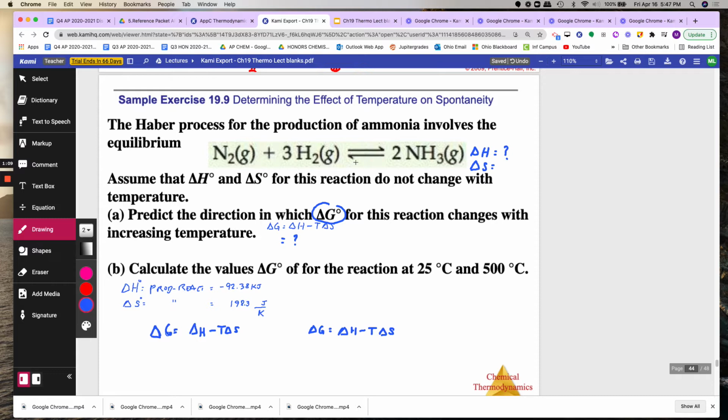Okay, so they're all gases. So you count the moles of gas. So you have 4 moles of gas on this side, and you have 2 moles here. So it becomes more ordered. So that means it's negative delta S. Okay, so this value right here is negative. Okay, that's all we know.